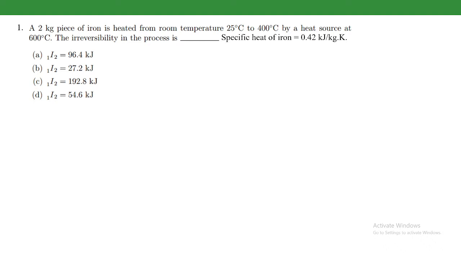Every particular body has an available energy with respect to its surroundings. So, whenever there is a process, there is a decrease in this available energy. This is due to the irreversibilities that are associated with the process. So, we have to find out what is the irreversibility associated with this process. Okay, so let us start.